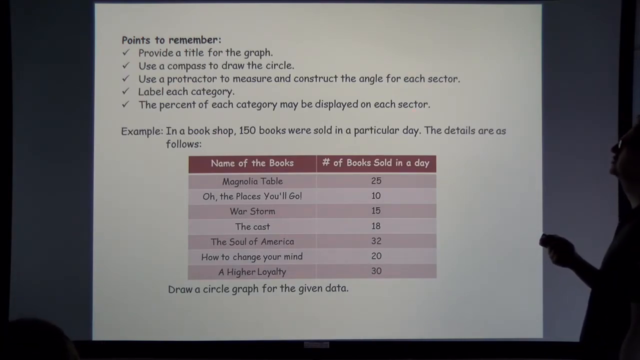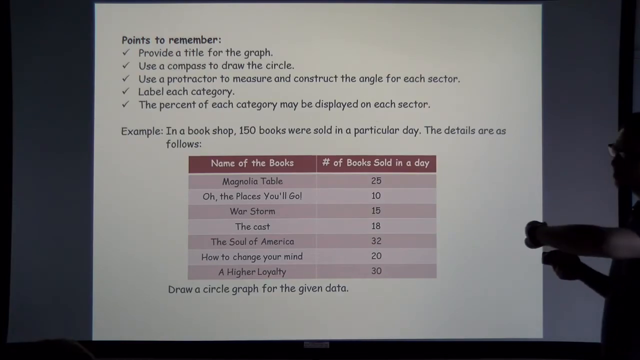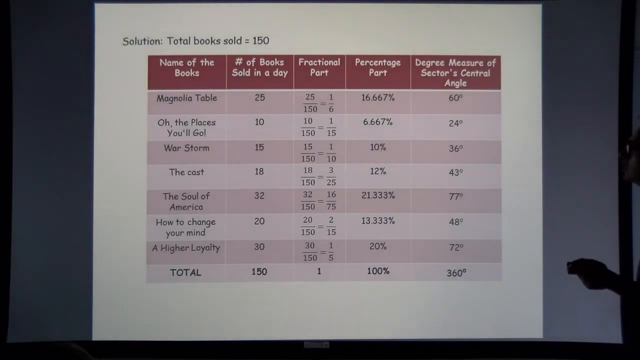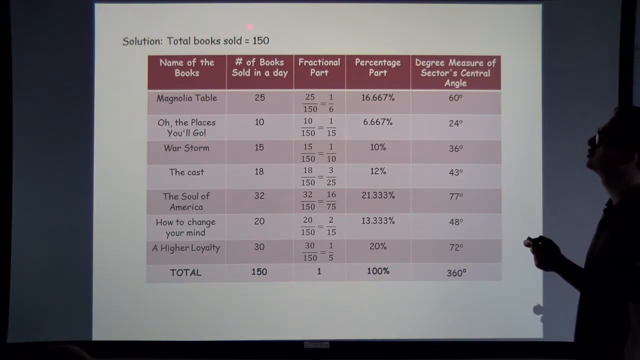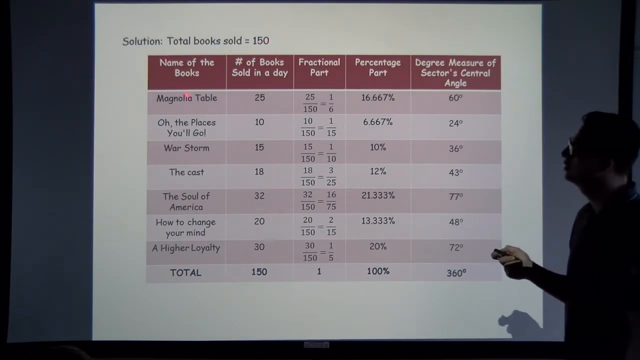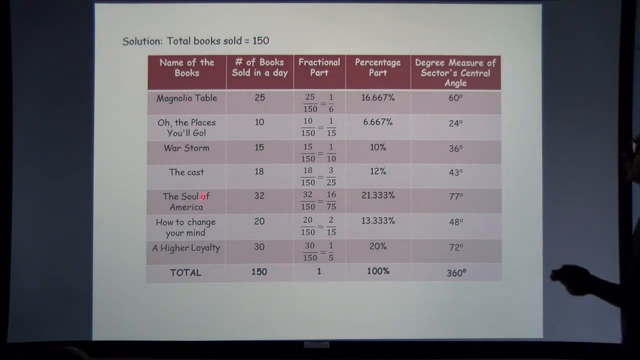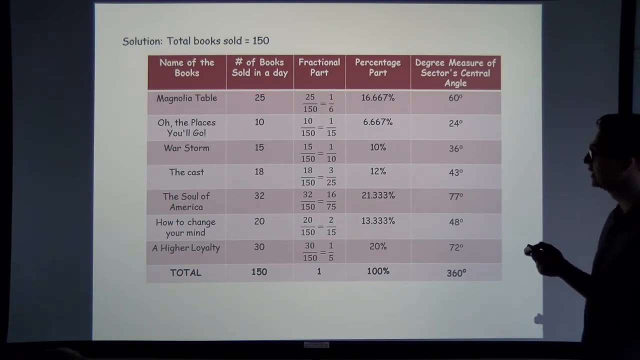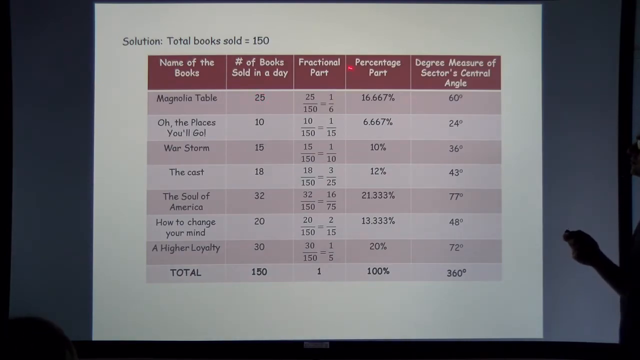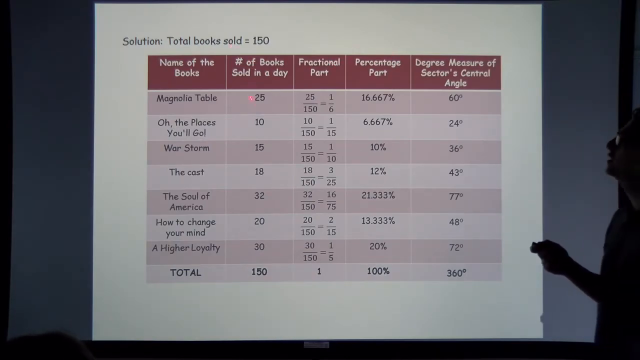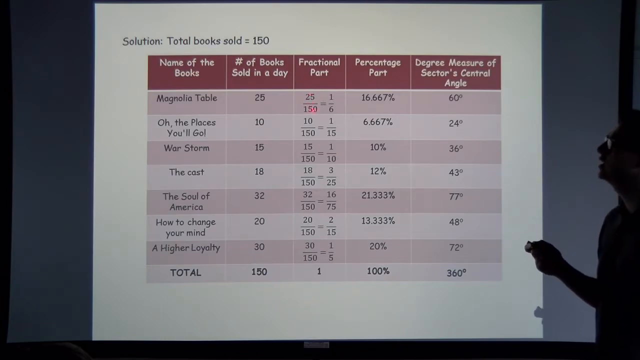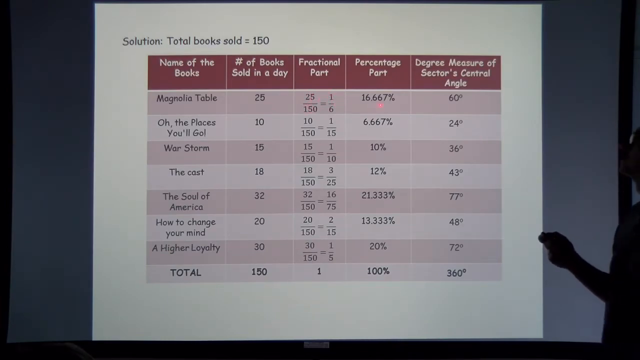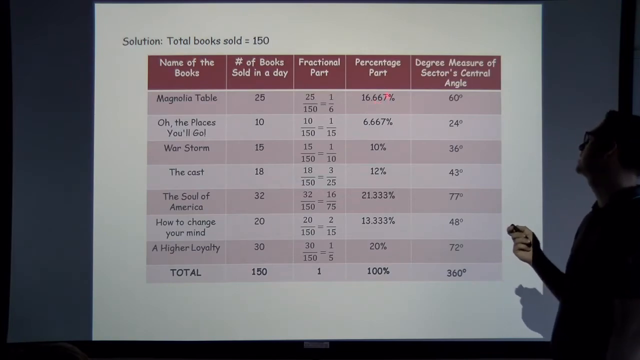So the example we have is 150 books were sold in a day. The details are as follows. So what we did here, okay, is we know that total books sold was 150. So if we look at all of our books and the amount of books that were sold in a day, the way to find your percentage is, if you have 25 books sold of Magnolia Table, we have to find what percentage of 150 is that. So we do 25 over 150 to equal 1 over 6, or 16.667%.